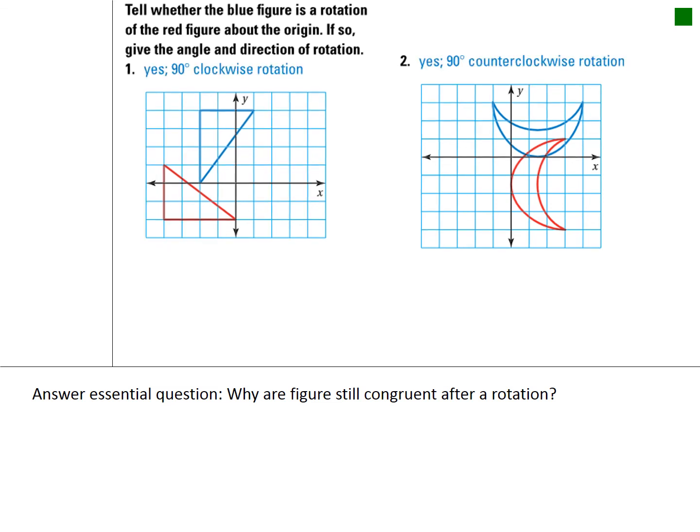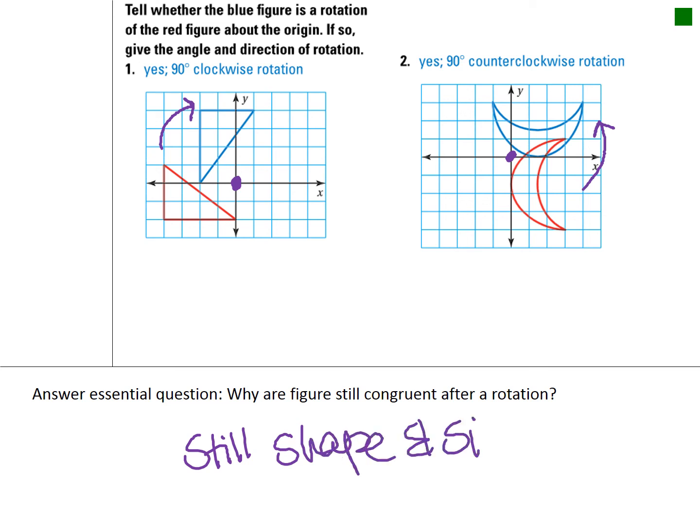All right, thank you for pausing your video. Now, for the first one, it is a rotation and it's 90 degrees clockwise rotation, and it is rotated about the origin. Right here is the origin. Number 2, it is also a yes, and it is a counterclockwise rotation of 90 degrees, also about the origin. Your essential question is, why are the figures still congruent after the rotation? Because they still are the same shape and size.